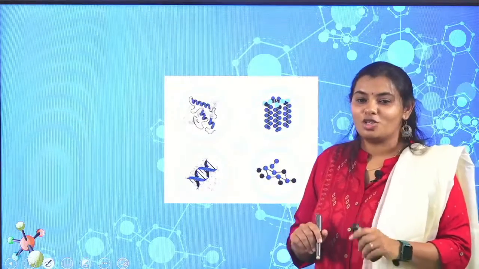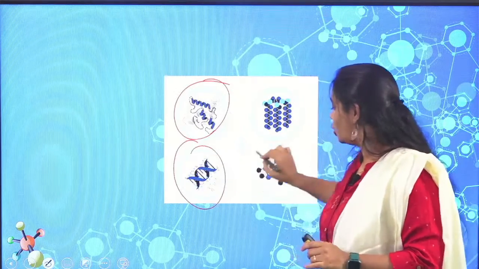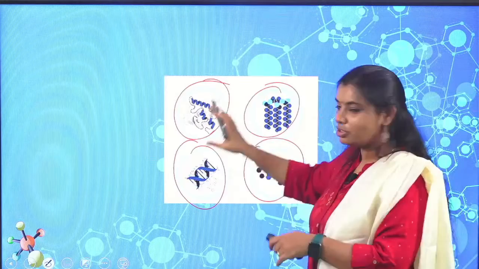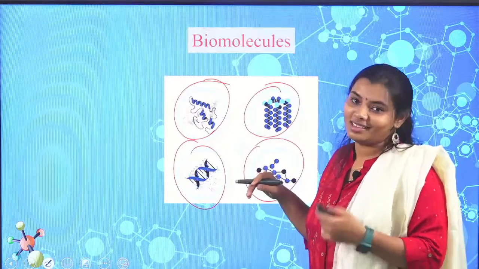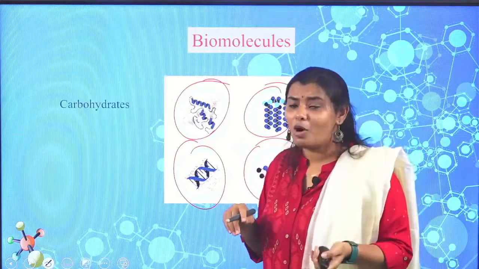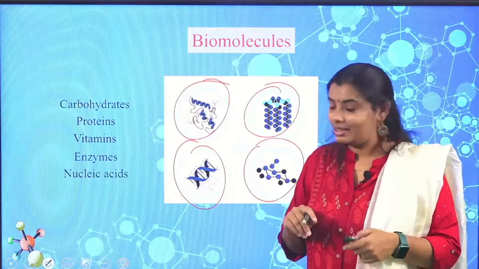So you can see here which are these structures. Together, what does it combine? That's what this image represents, right? There are a few structures and together what does this represent? These are your biomolecules. So in biomolecules, what do we study? We study about carbohydrates, proteins, vitamins, enzymes and nucleic acids.